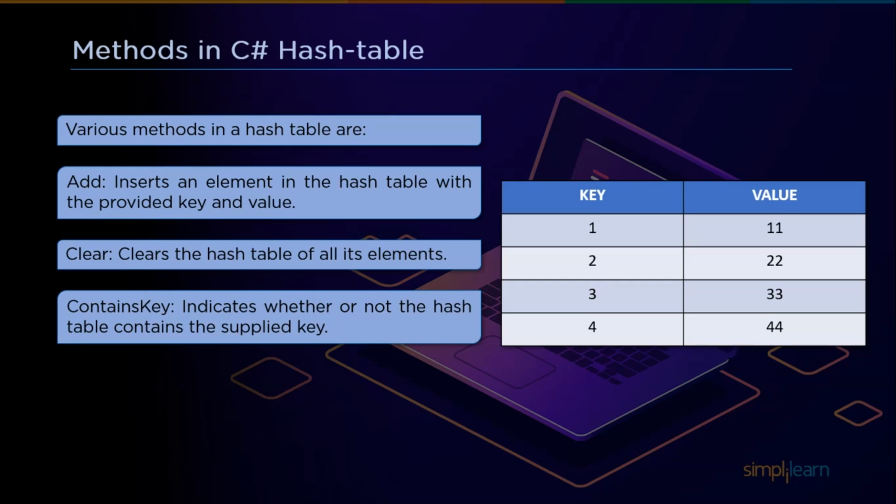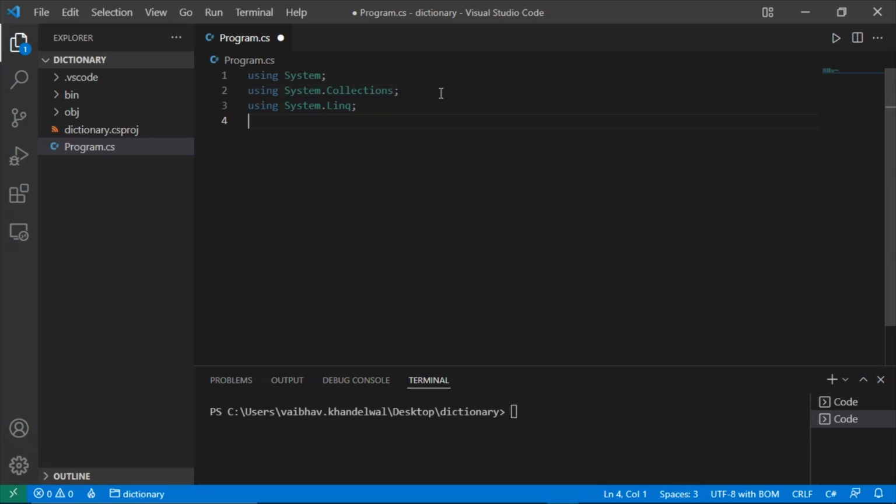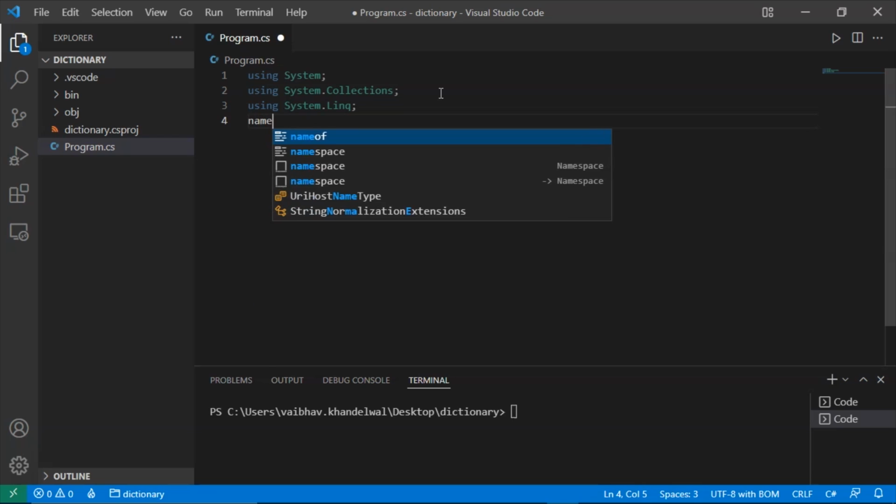ContainsKey will indicate whether or not the specified key is present in the hash table. Then ContainsValue. This will indicate whether or not the supplied value is present in the hash table. Now let's try these methods in the hash table in the code editor. Let's start with namespace.